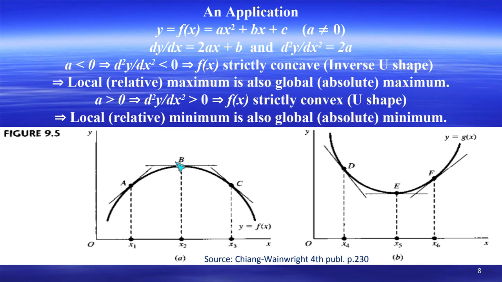Here, the relative or local maximum, a peak point, is also a global or absolute maximum. And here the local or relative minimum is also a global or absolute minimum. This is a particularity of the parabola.